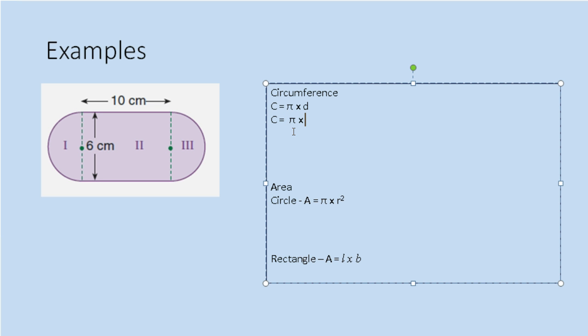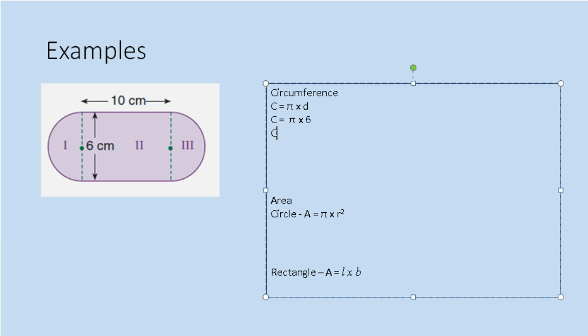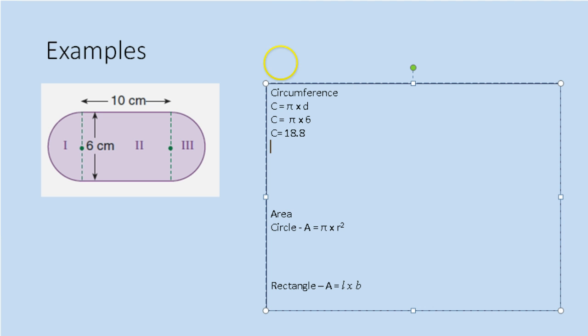times the diameter, which is 6. So the circumference would be 18.8. Now we need to add 10 because we have this length here, as well as 10 on this side as well. So add 10 on there, and we should get 38.8 centimeters for the length around the outside of the shape.